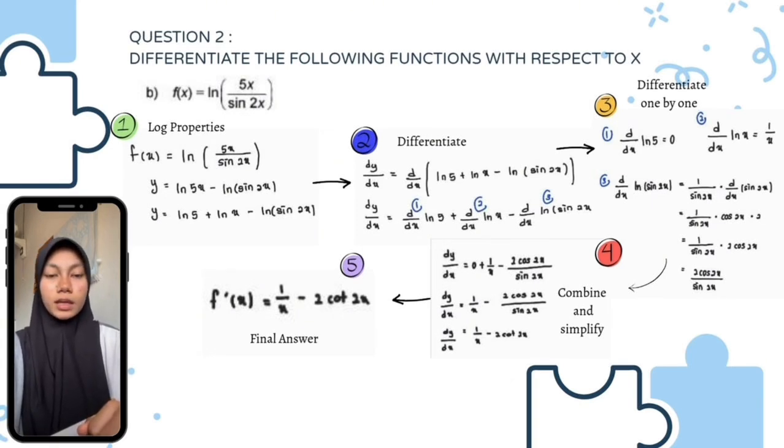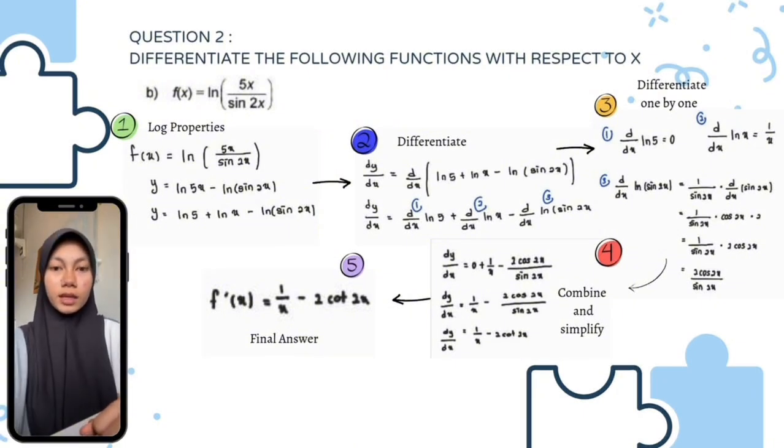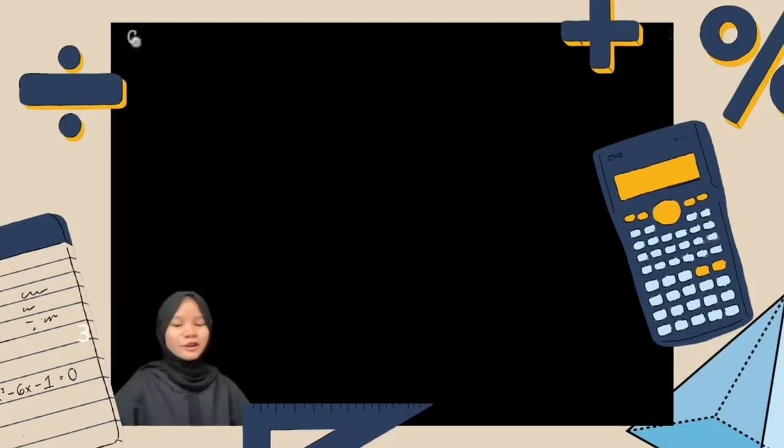For the final answer, d over dx sin 2x equals 2 cos 2x over sin 2x. Now we combine and simplify. dy over dx equals 0 plus 1 over x minus 2 cos 2x over sin 2x. We can simplify dy over dx equals 1 over x minus 2 cot 2x. For the final answer, f prime x equals 1 over x minus 2 cot 2x. So let's move on to question number 3.